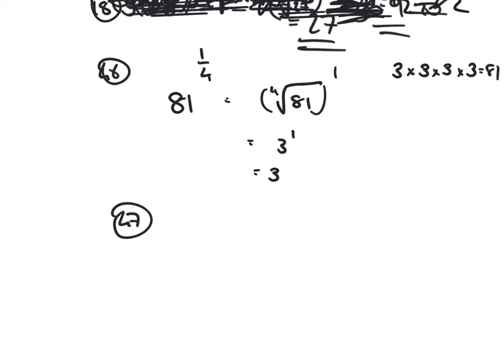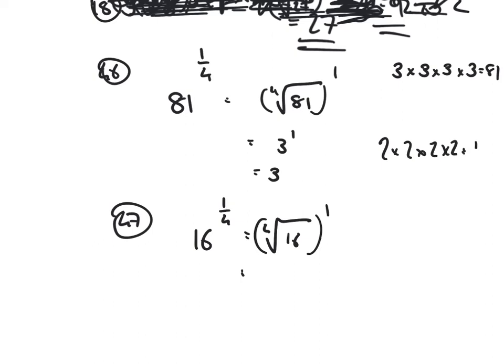Example 47. Let's this time go for 16 to the 1/4. So that's the fourth root of 16 brought to the power 1. Fourth root of 16 is 2, since 2 times 2 times 2 times 2 is equal to 16. So that's 2 brought to the power 1, and that is equal to 2.